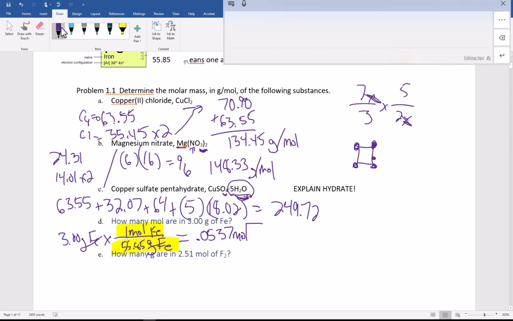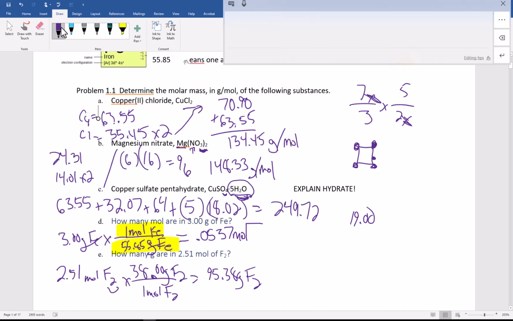How many grams are in 2.51 moles of F2? 2.51 moles of F2. I'm going to emphasize the 2 right here. So the 2 means I have to double it. So fluorine is 19.00. So that means there's 38.00 grams of F2 in 1 mole of F2. I put it in the wrong spot. Shoot. 1 mole of F2, 38.00 grams of F2. 2.51 times 38 is 95.38 grams.